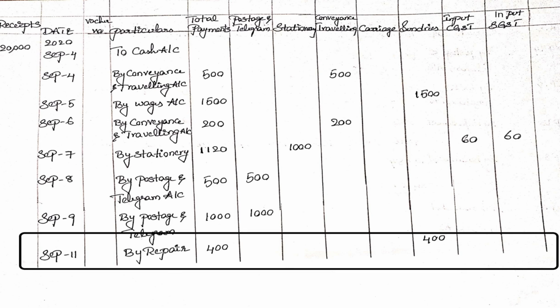I have mentioned the repair account in the particulars column, and the transaction date is September 11, and in the total payments column I have mentioned 400 because 400 we have spent to repair the computer. In the sundry expense column I have mentioned 400.